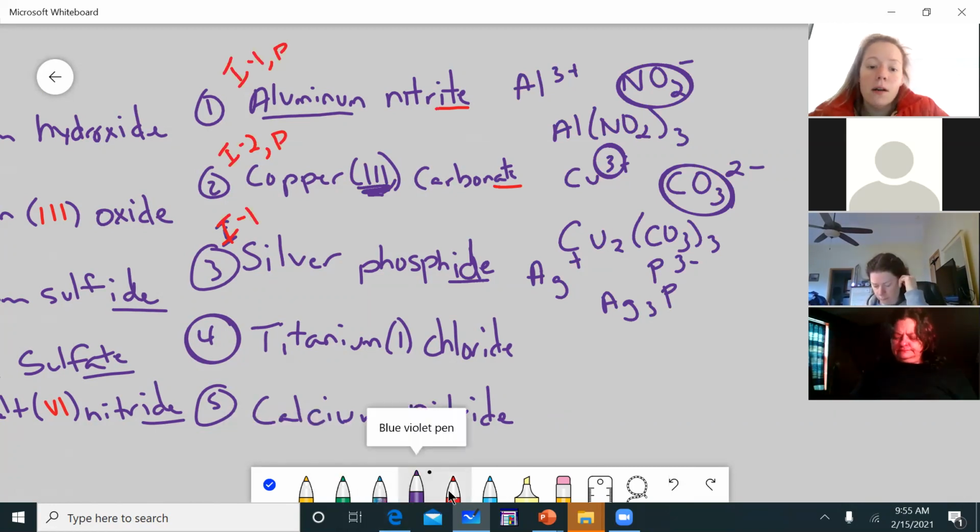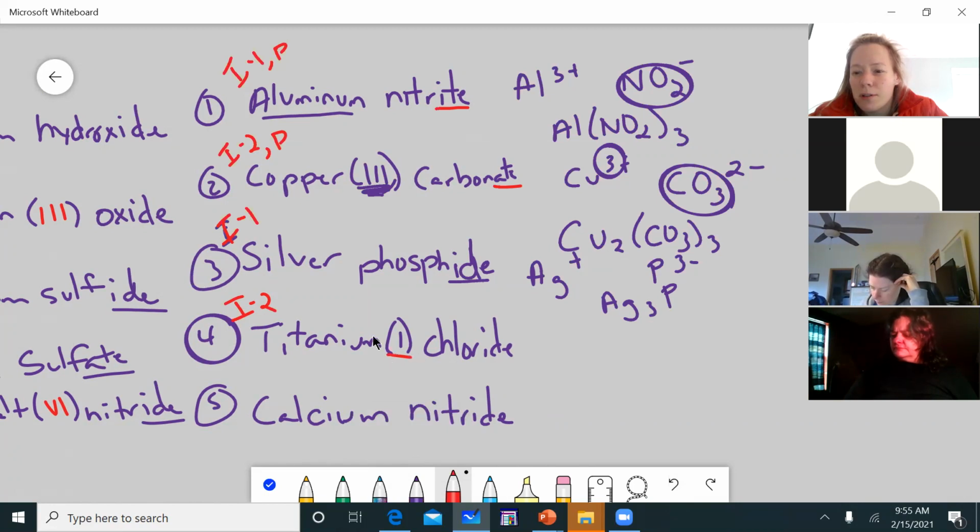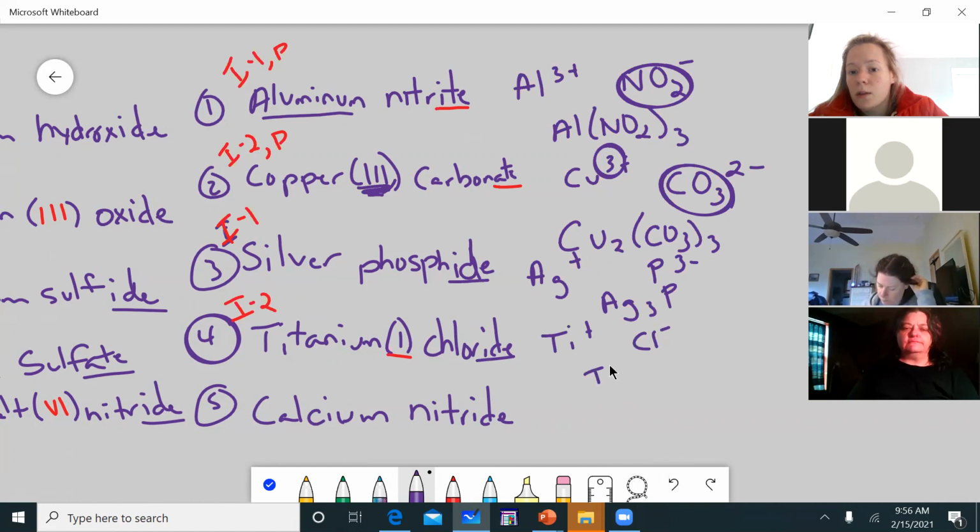Number 4, this is ionic. It's a type 2. Titanium is in the transition metals, and it also has the Roman numeral, so I know that it's a type 2. No polyatomic ion anywhere near here. So all we need to do is write titanium, which is Ti, with its appropriate charge. In this case, it's a 1. Chloride, the IDE, means it's talking about chlorine, minus. That's a 1-to-1. So that would just be TiCl, and you're done.